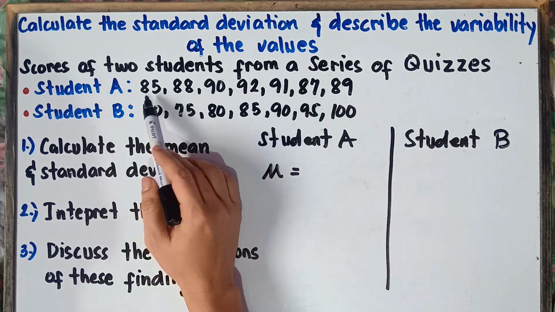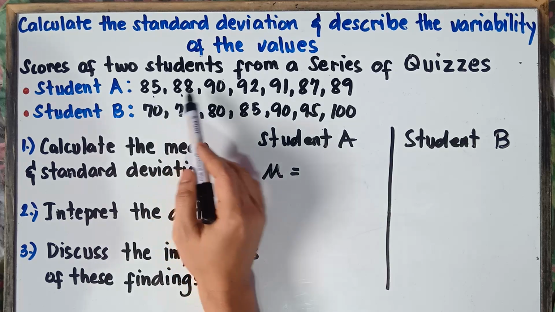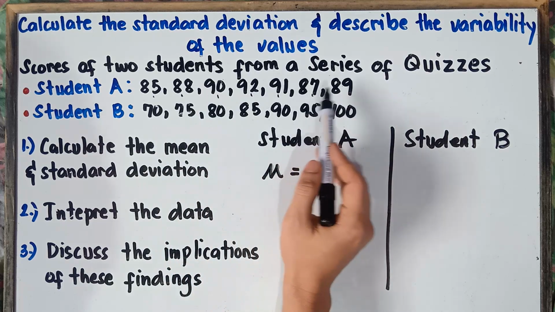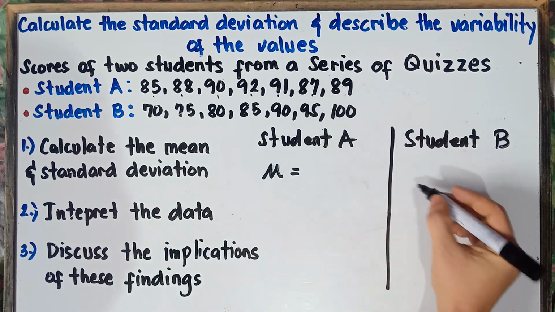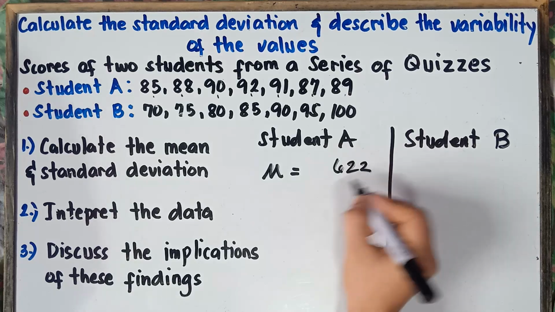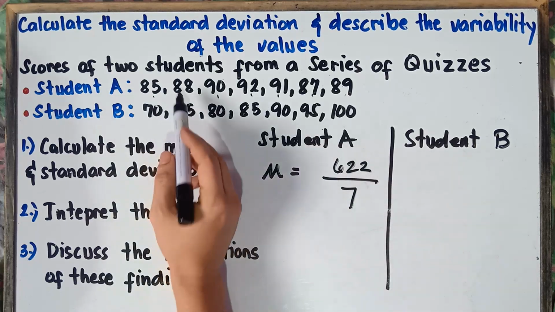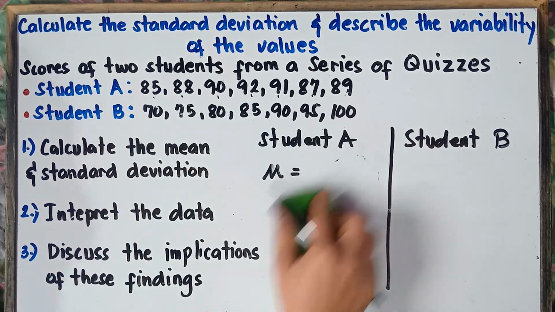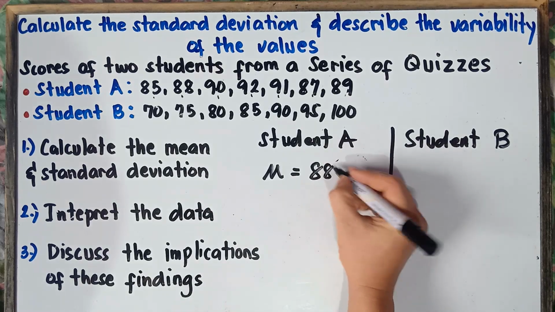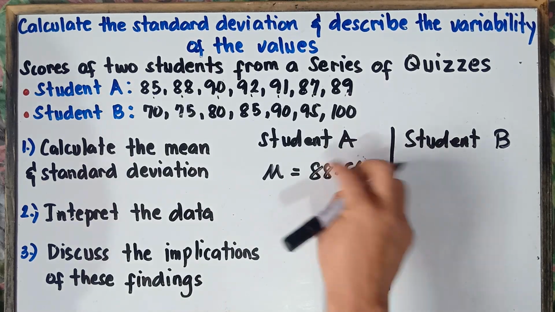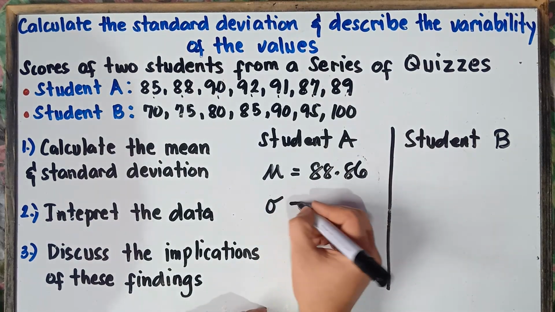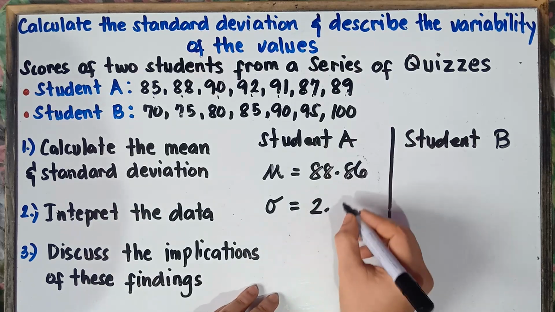If you add 85 plus 88 plus 90 plus 92 plus 91 plus 87 plus 89, that would be 622 divided by 7 because we have 7 samples: 1, 2, 3, 4, 5, 6, 7. So the answer for the mean would be 88.86. And the standard deviation is equal to 2.23.